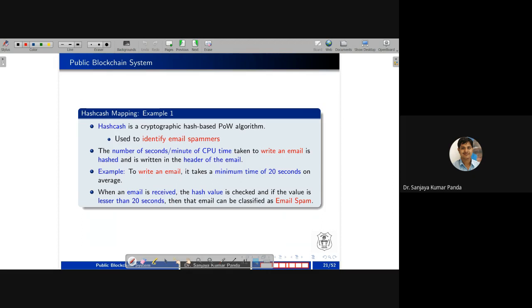So when an email is received by a receiver, first we check the header part, and the hash value is checked. If after decrypting the header we find that the average time required to write this email is less than 20 seconds, because we have taken 20 seconds as the minimum time, then the email can be classified as spam. So it is going to be inserted in the spam box, not in the inbox.